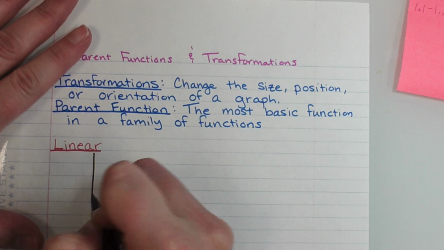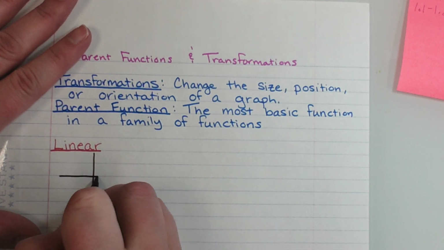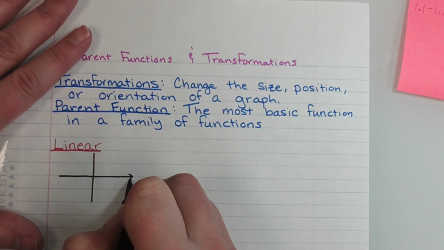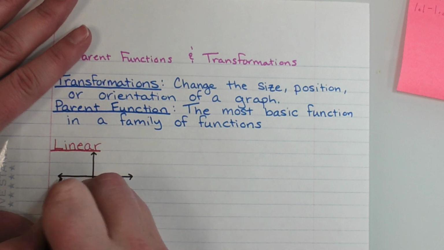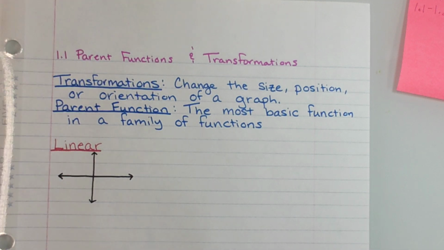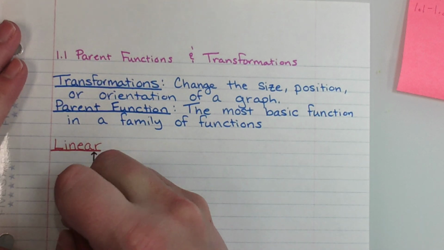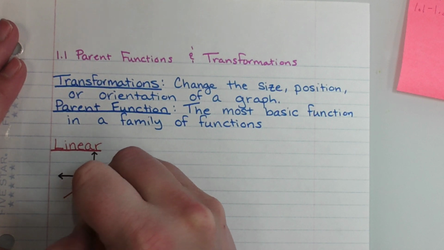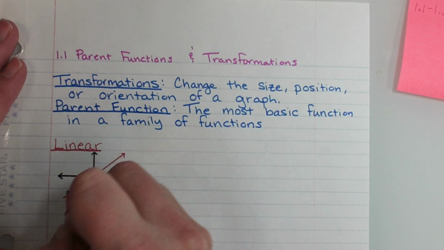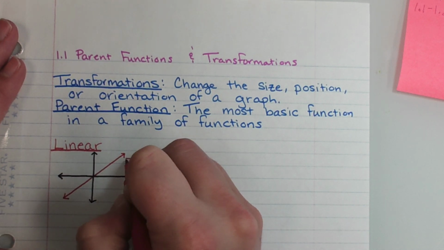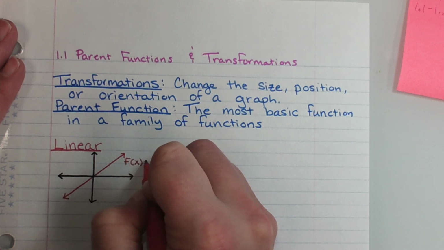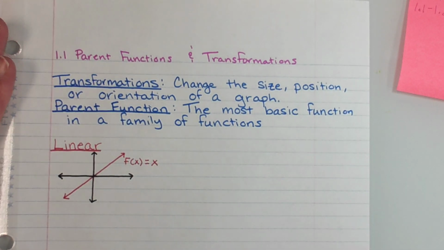I'm just going to draw a little graph. Here's my XY axis. The linear parent function is the function f of x is equal to x. And it looks like this. It goes at a 45-degree angle from the bottom left to the top right.